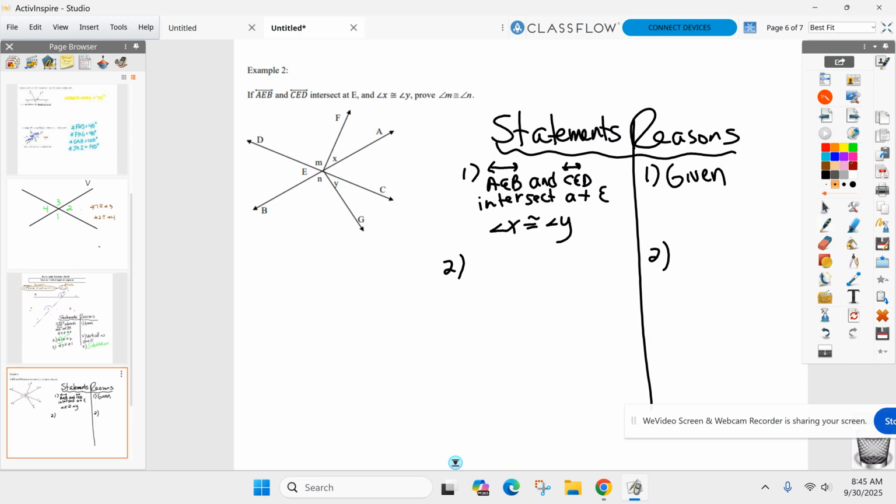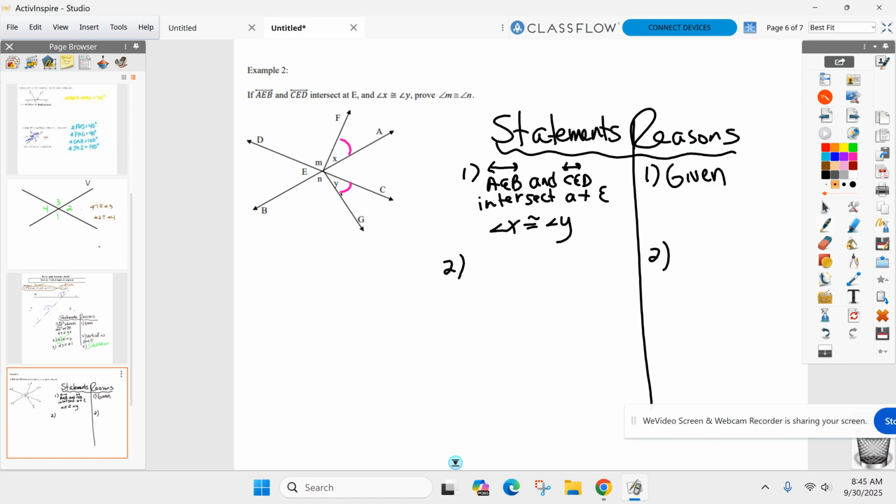You got arc marks on your diagram? X and Y. And our goal is to try to get M and N. First thing, get out of your mind, M and N are not vertical. Okay, this is not a 2-step proof. They're not vertical. They're not formed by 2 intersecting lines.